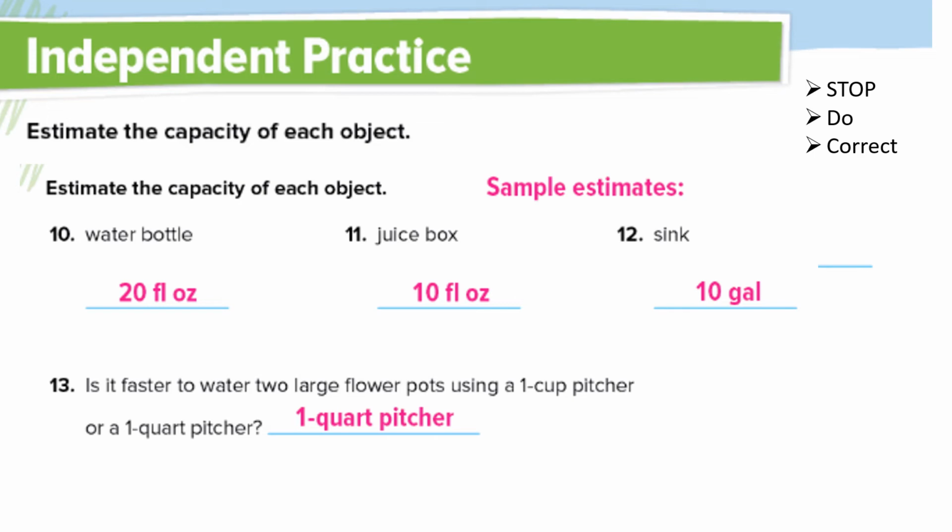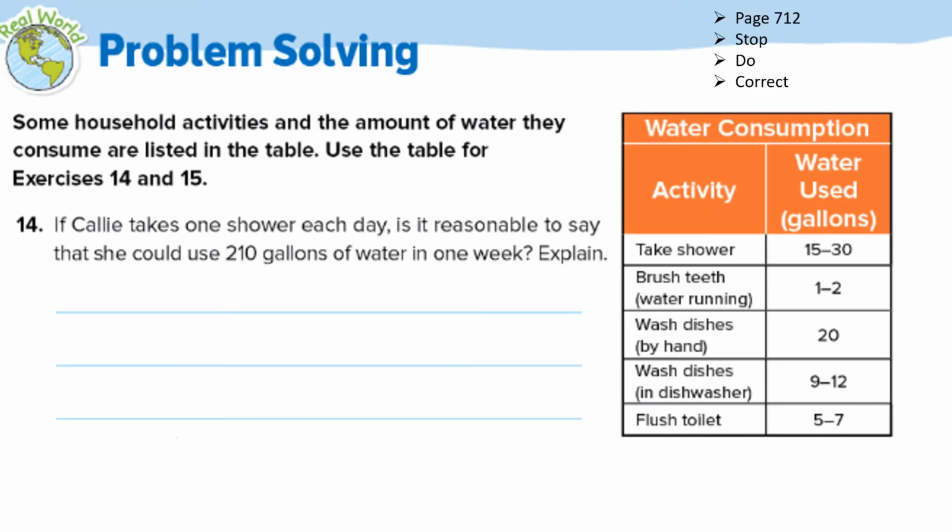Is it faster to water 2 large flower pots using a 1 cup pitcher or a 1 quart pitcher? Obviously, you'd get more water with 1 quart. Now we're on page 712. Again, stop, do, and then start again and correct.